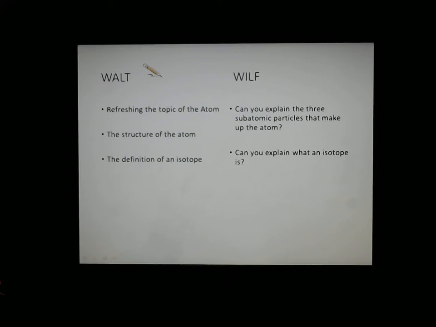So here's our Walt and our Wilf. So we're going to firstly have a bit of a quick refresher, what's inside an atom so that we know where we're at. We want to know the structure, we want to know the definition, and a couple of things you should be able to do is, well, what's the 3 subatomic particles? And then we want to know what an isotope is, because that's going to be really important for our topic of radiation.